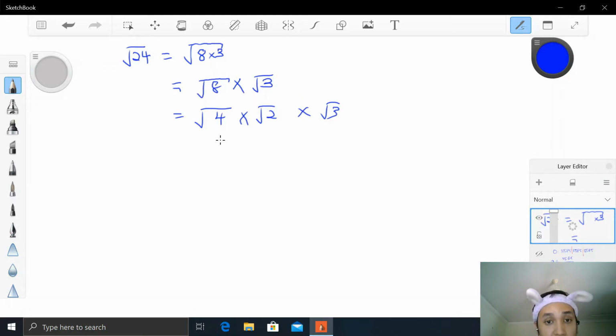I factorize again. Now surd 4 I already know is 2, multiply surd 2, surd 3. So when you multiply different surds, multiply the number inside. So the answer here will be 2 surd 6. This is your final answer.